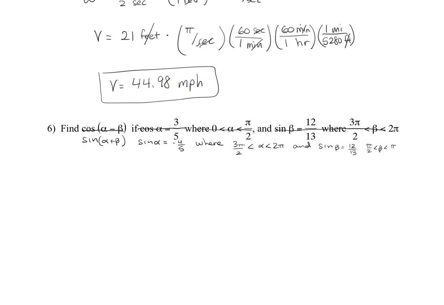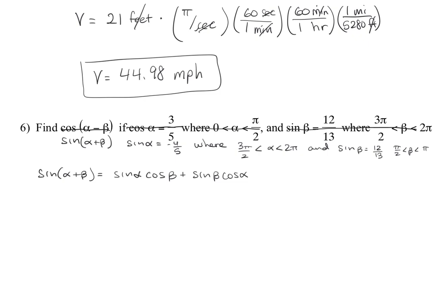So first we have the alpha plus beta, the sum identity for the sine. So sine of alpha plus beta is equal to sine alpha cosine beta plus sine beta cosine alpha. So we know that sine alpha is -4/5 in quadrant 4, and we know sine of beta. We need to find cosine alpha and cosine beta.